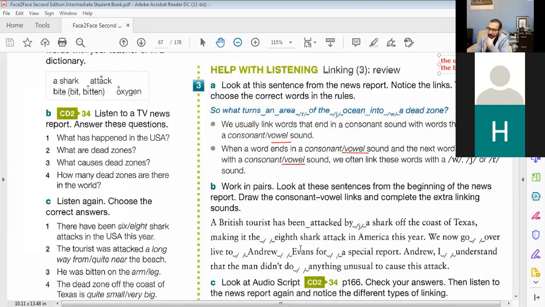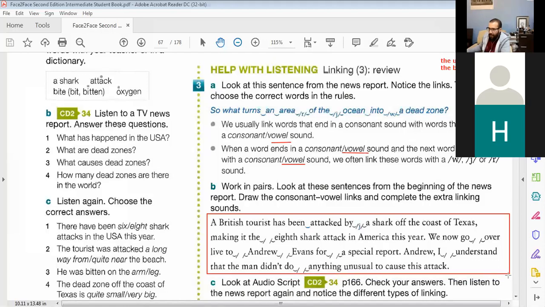Let's go here, Malak, to the second part. This way we can find the rules together. It's an easier way. So let's take a look at this. And I want you to guess which added sound we should use. Remember, we have three groups. We have the consonant vowel sound, like this one. Can you see this? This is the first example. So here, consonant vowel. Okay. So a British tourist has been attacked. No added sound. Just link it, but no added sound.